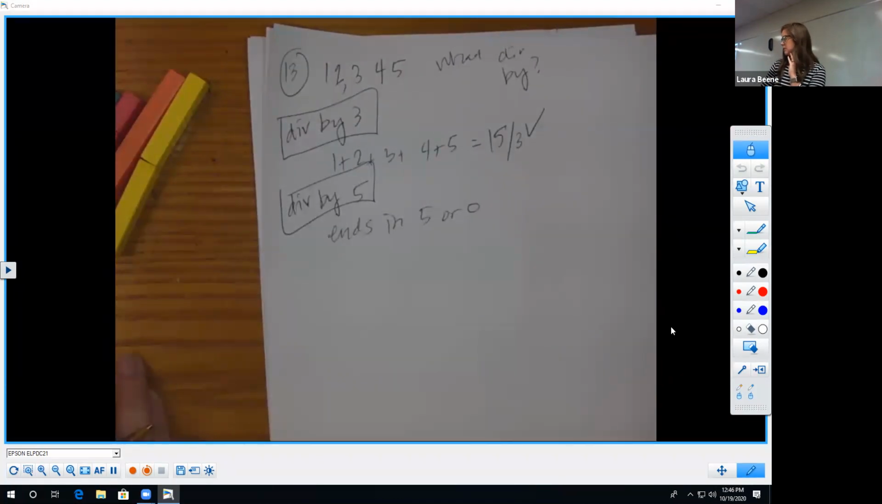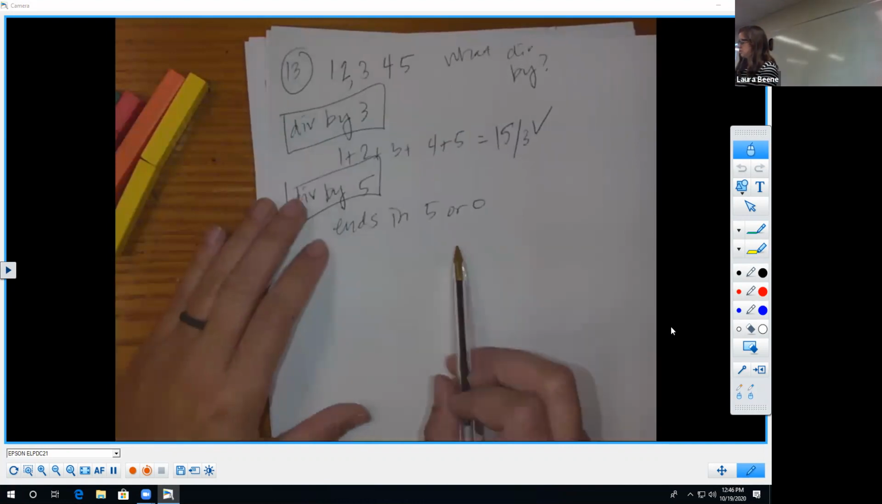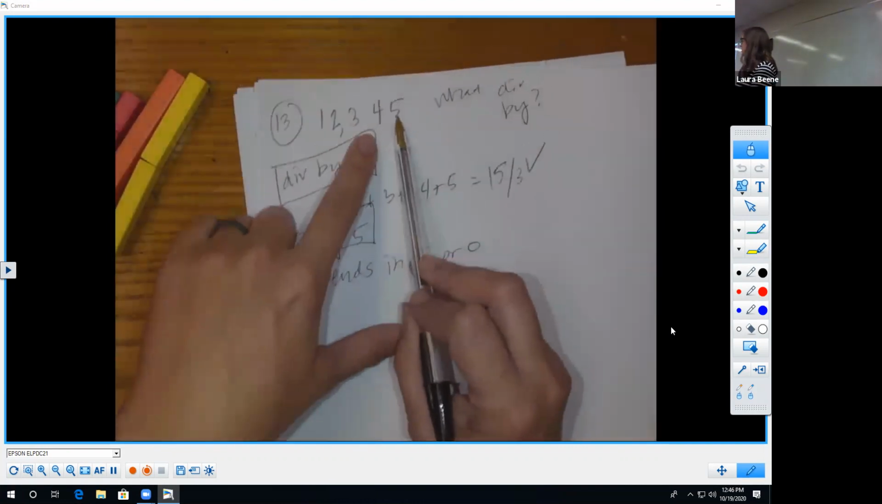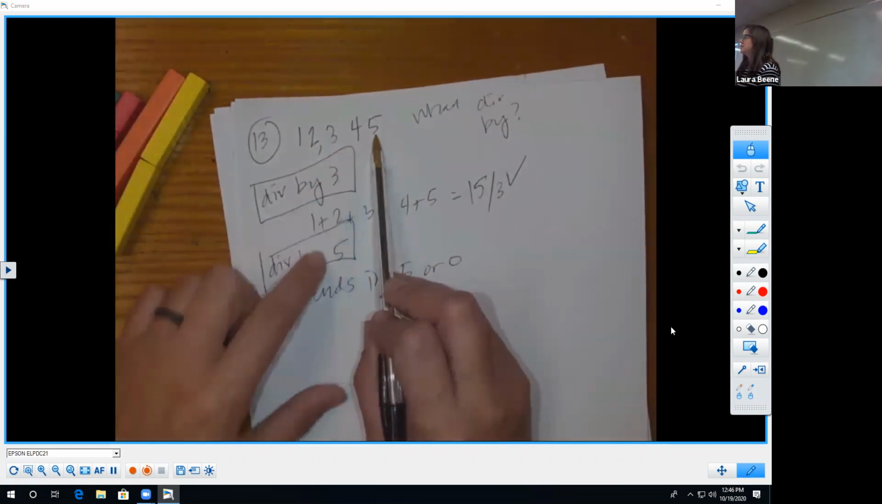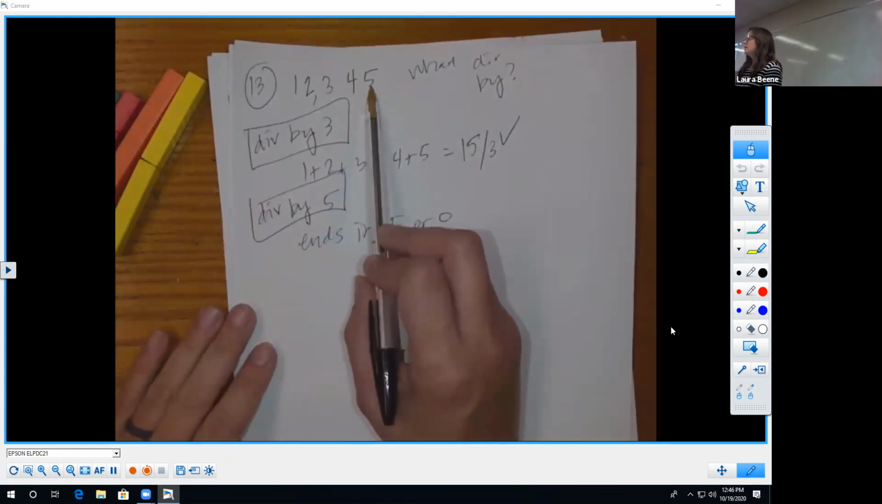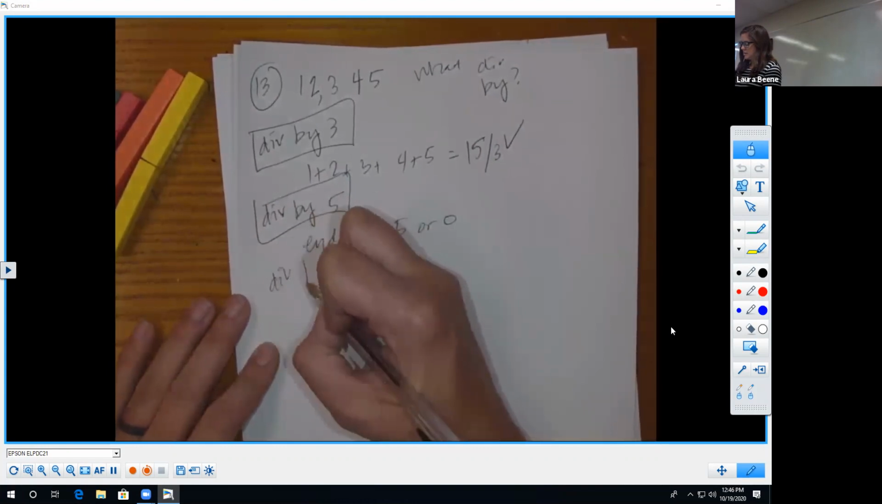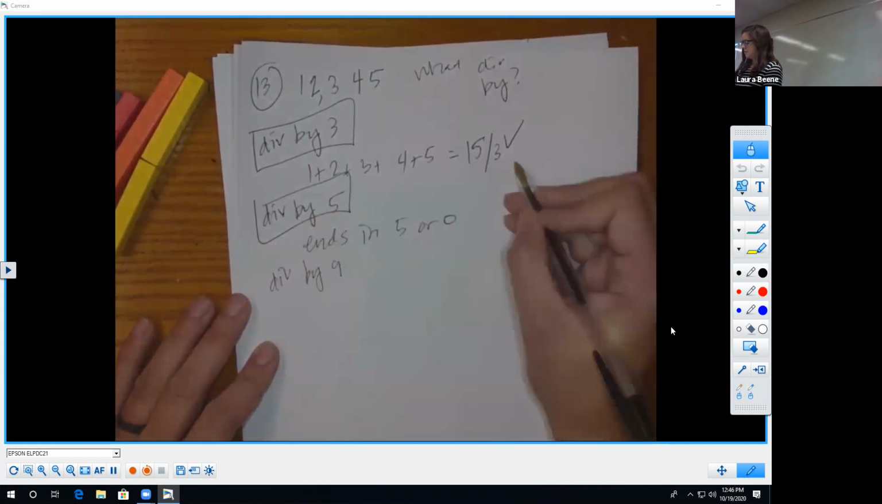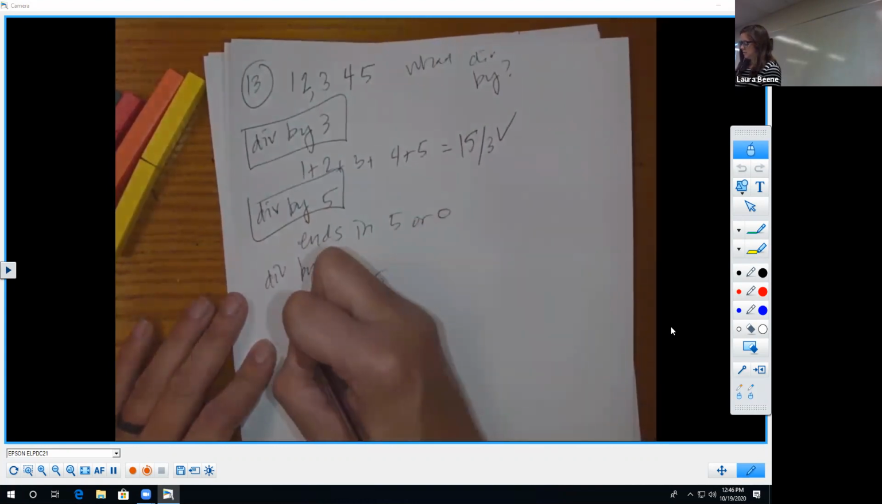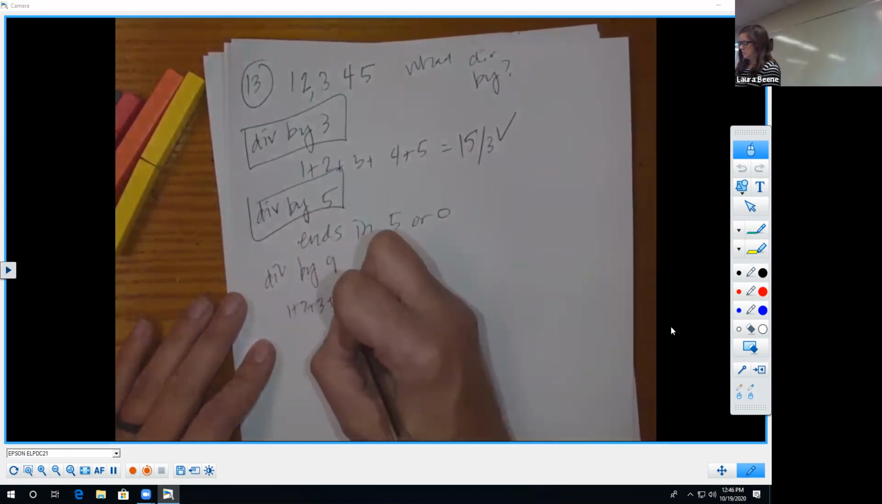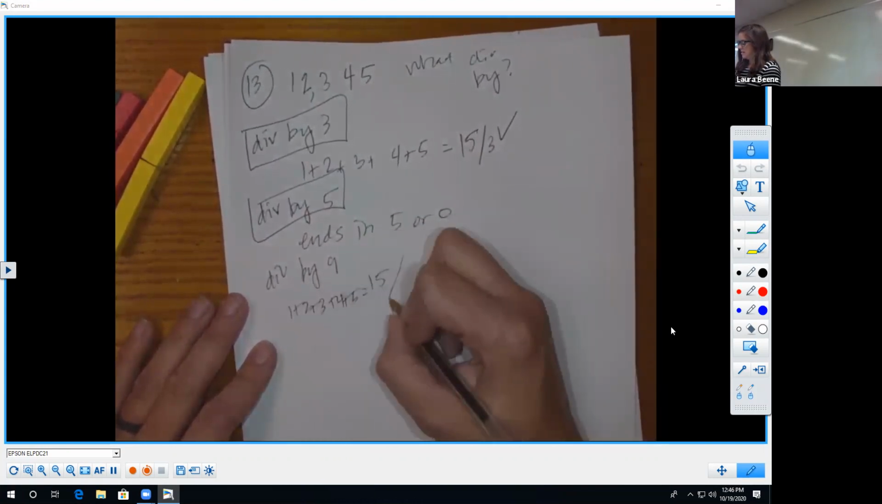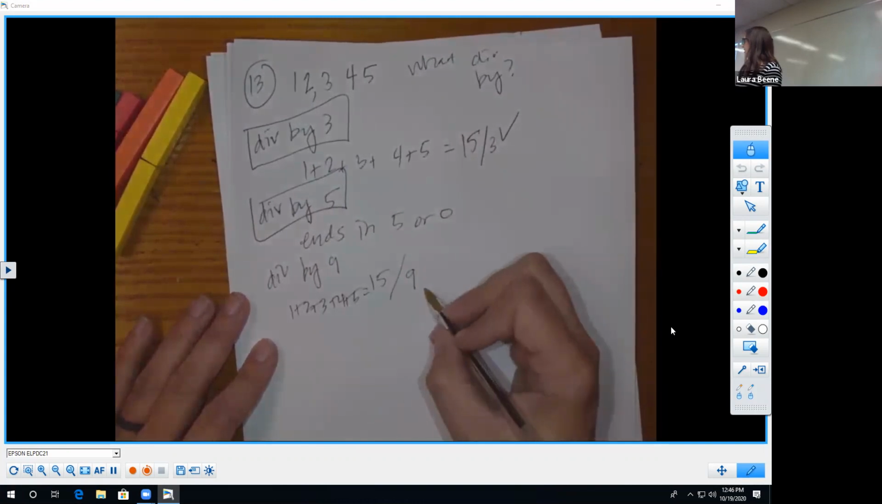We had a rule for 8. Your last 3 digits have to be divisible by 8. It's not an even number, so it's not divisible by 8. The divisibility rule for 9. Is it divisible by 9? You add up your digits, so 1 plus 2 plus 3 plus 4 plus 5, and then divide it by 9. Does 15 divide by 9?